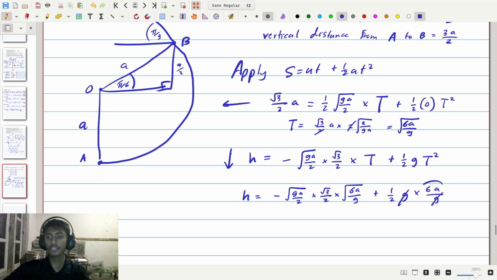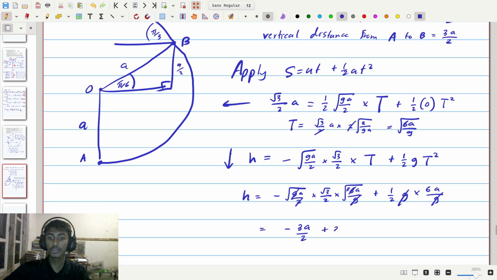These cancel for this, and 6a times half is going to become 3a, and on the other side we have root of g on the bottom, root of g on top, which cancel, and we're going to be left with minus root of a times root of a, which is going to give us a. Then root of 3 times root of 6, actually we can do this first, this 2 on the bottom and this can cancel to give us 3a here, and then the 3a times root 3 times root 3 is going to give us 3a, divide by 2 means we have negative 3a over 2.